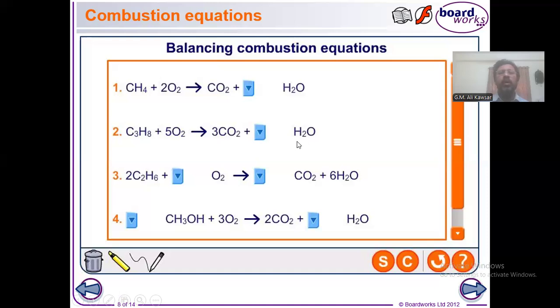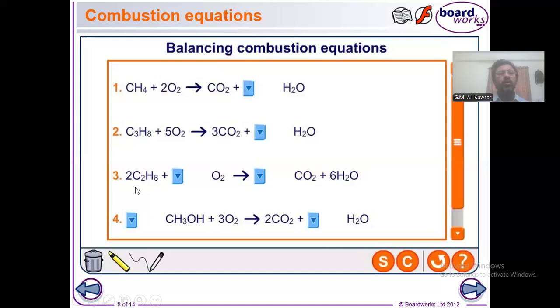Now, if we check back, you see that the number of oxygen on the right will be 3 to the 6, and 4 here. So the total is 10. So the number of oxygen is 10 on the right side. So for balancing oxygen, 5 is already put here. So the equation is properly balanced.